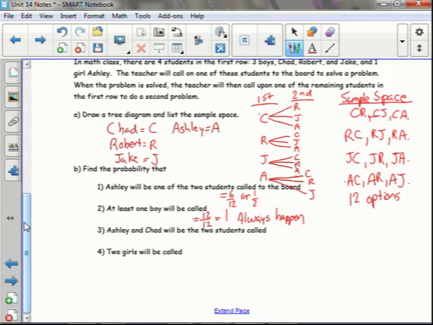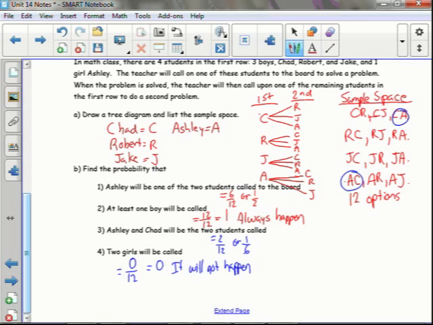Well, let's see. Ashley and Chad happen here, and Ashley and Chad happen there. So that's going to be 2 out of 12, which reduces to 1 out of 6. Two girls will be called. Well, we don't have two girls, so that's 0 out of 12, which is a probability of 0, which means it will not happen. They don't have two girls sitting in the front row.